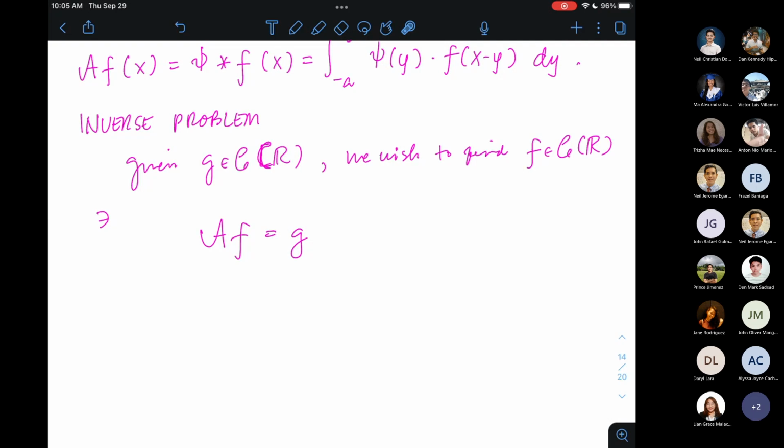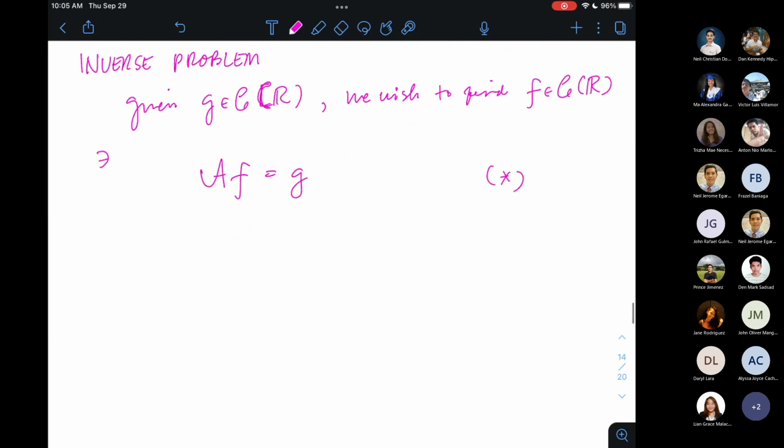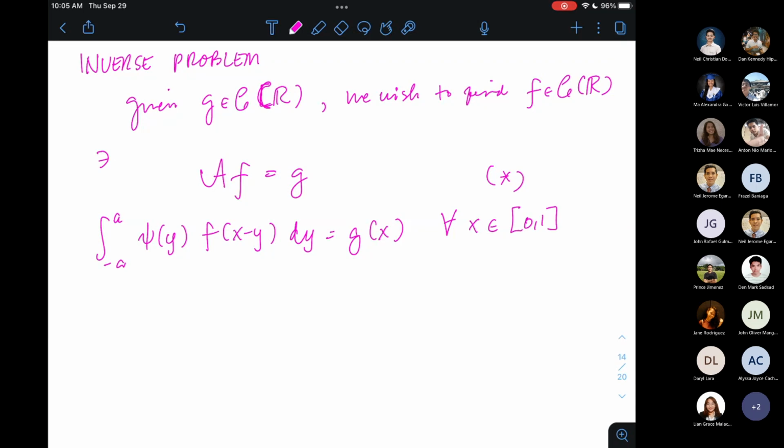However, solving this operatorial equation, let's call this star. Sa equation star ay operatorial equation, because ang involved dito ay operators at saka mga functions. When you expand this, it is basically an integral equation. Because here you'll have the integral from negative a to a of psi y times f of x minus y dy should be equal to g of x for all x's in the domain of g. Or in our case, since our function is one periodic, we want this integral equation to be true for an interval of length 1. So for instance, dapat totoo itong equation na to from 0 to 1.